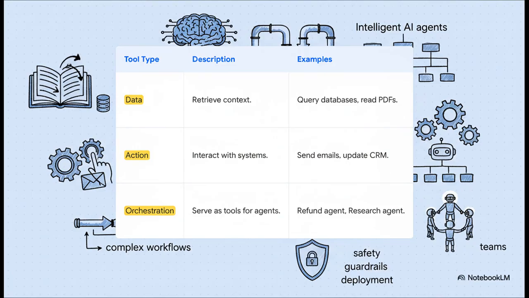Now let's dig a little deeper into those hands, the tools, because this is where the action is. They come in three main flavors. You've got data tools for finding stuff out, like reading a file or searching the web. Then you have action tools for doing things like updating a customer record. And this is where it gets really interesting. Orchestration tools. This is where one agent can actually become a specialized tool for another agent. Think about that. Agents calling on other agents to get a job done.